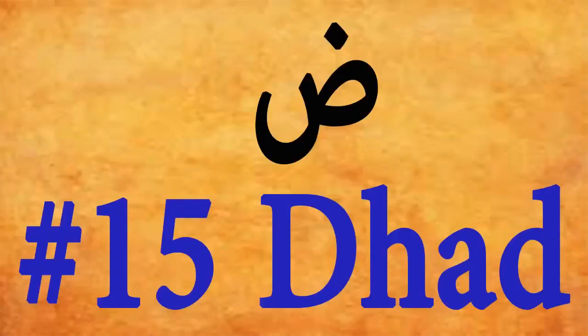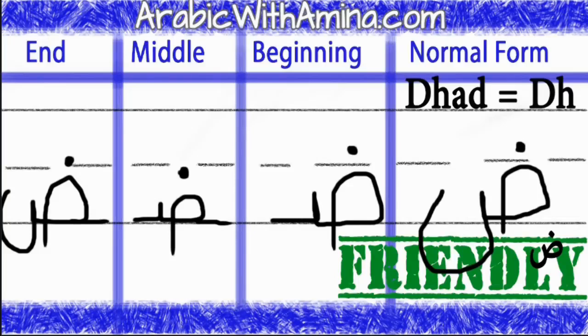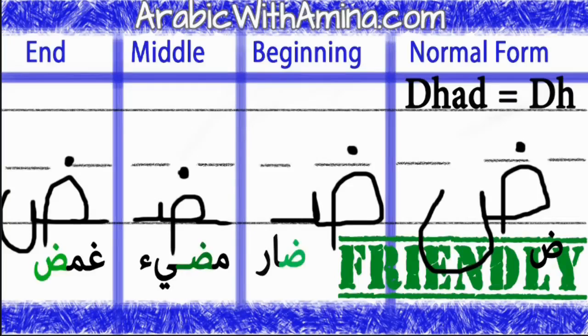The 15th letter is called Bod, and in English it would be a DH, and I'm going to get to the pronunciation in just a moment. And this is how it's written, same as Sod, except it has 1 dot on top. It is also a friendly letter, so it's connected to any letters after it as shown, and if it was after a mean letter, you simply disconnect it from the letter before it.